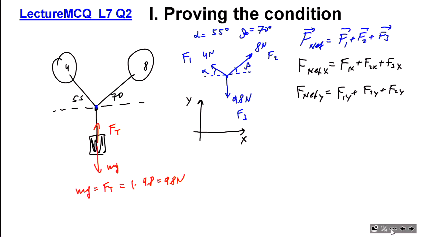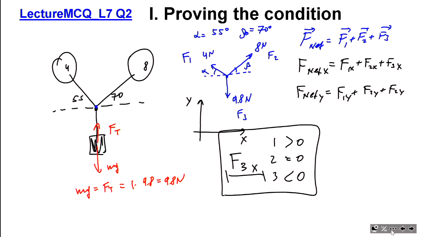All right. Now comes my question. F net x. A component is a number. As any real number, and only real numbers we use in this course, that number might be positive, equal to 0, or negative. There are no other options. So these are your choices for question number 2. What do you think about the x component of the third force?